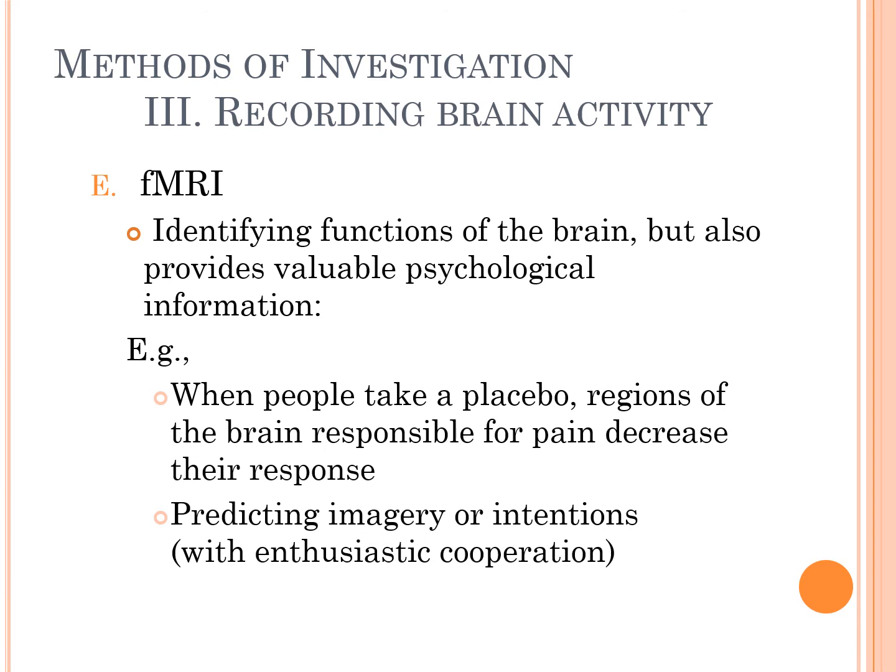Traditionally, we think of fMRI as a way to look at the functions of the brain. What part of the brain is active when we're performing a particular perceptual or cognitive task? What functions does it play? But it also provides other valuable psychological information. He gives a couple of examples here: when people take a placebo, the regions responsible for experiencing pain decrease their response. So one of the things we've learned is that the placebo isn't just a psychological effect, right? As we get to this mind-body problem, it is a change in brain activity.